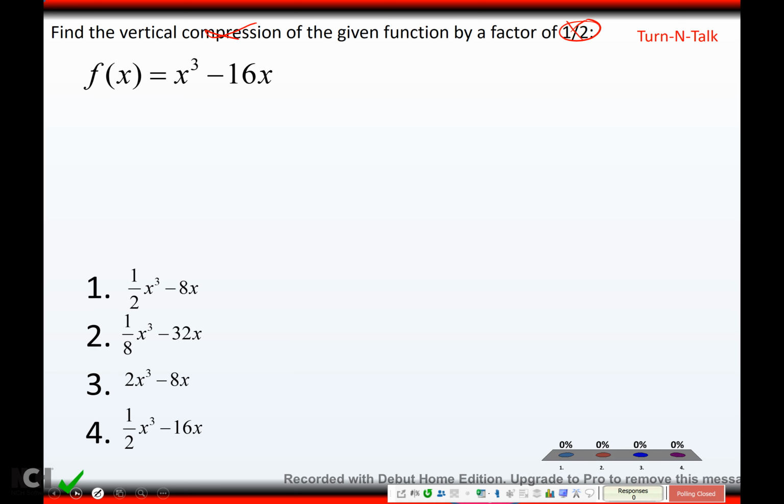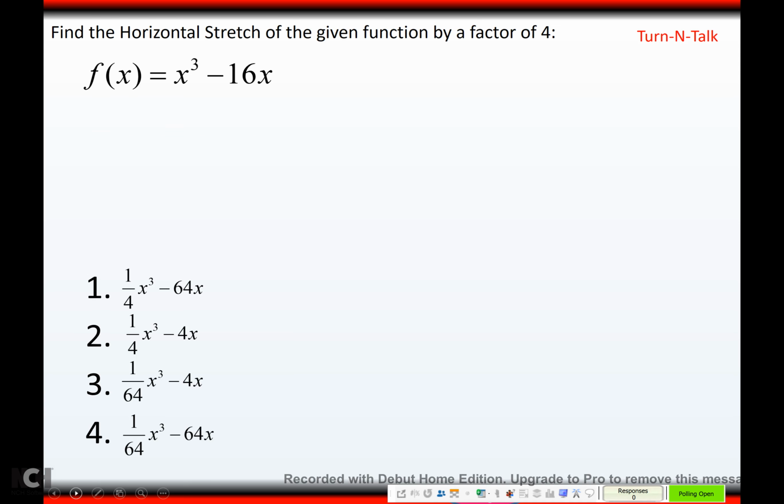And you should get that one. So if I replace, oh, we're doing a vertical, my bad. Vertical is on the outside, which means you're taking 1/2 times the whole function. So you're doing 1/2 of x cubed minus 16x. So when I distribute that, I get 1/2 x cubed, and then 1/2 of -16x would be -8x. Okay?